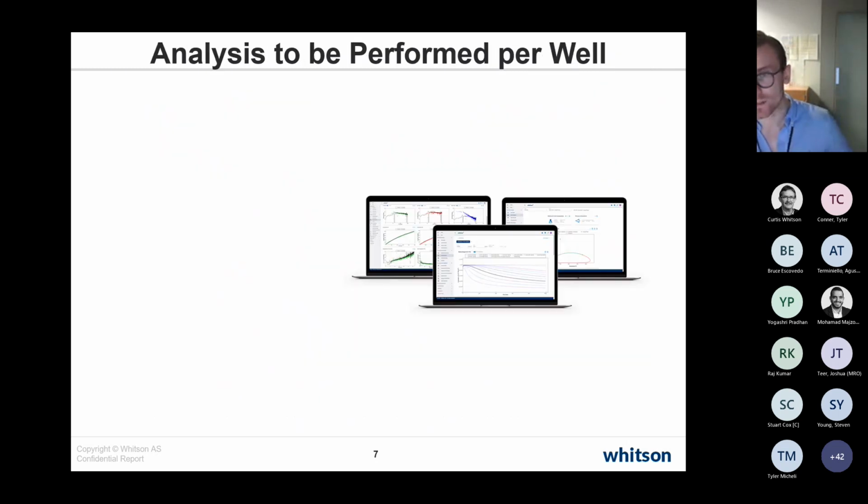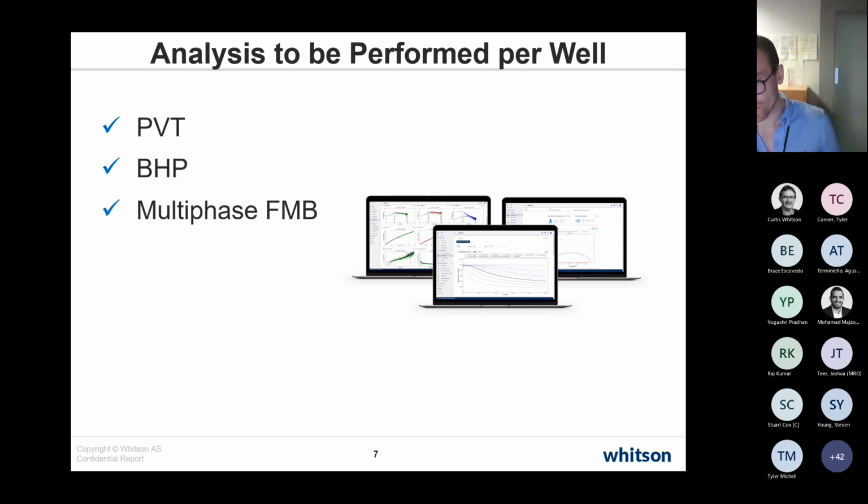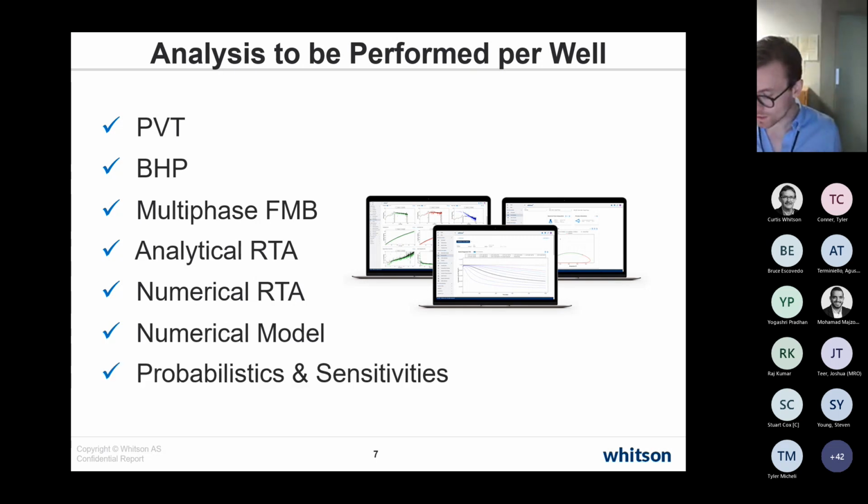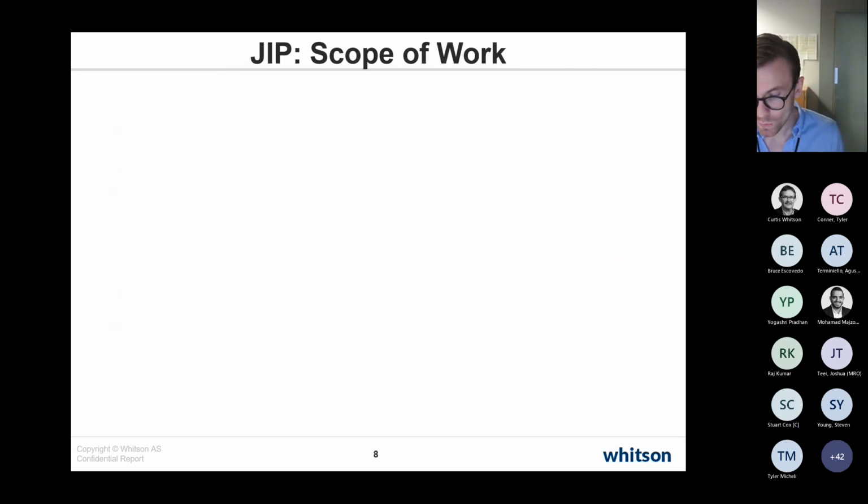When it comes to the analysis that we're doing on every single well, we're doing DVT from equation of state modeling, bottomhole pressure calculations, and the multi-phase material balance that we'll talk about more today as well, both analytical and numerical RTA, numerical modeling, and for those that are interested, doing the probabilistics and sensitivities. There's a presentation today on the probabilistics piece of this as well, multi-phase RTA.